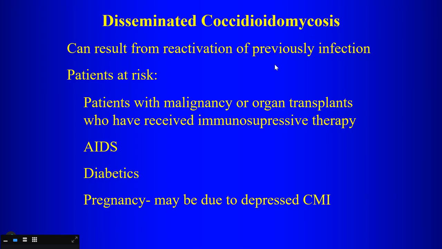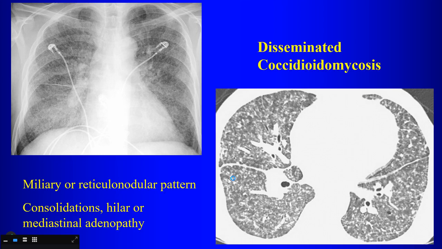So disseminated disease can also occur. Again, any form of immunosuppression. Also pregnancy. Pregnancy is associated with disseminated coccidioidomycosis. And so that looks like miliary disease, like everything else. Multiple random nodules.